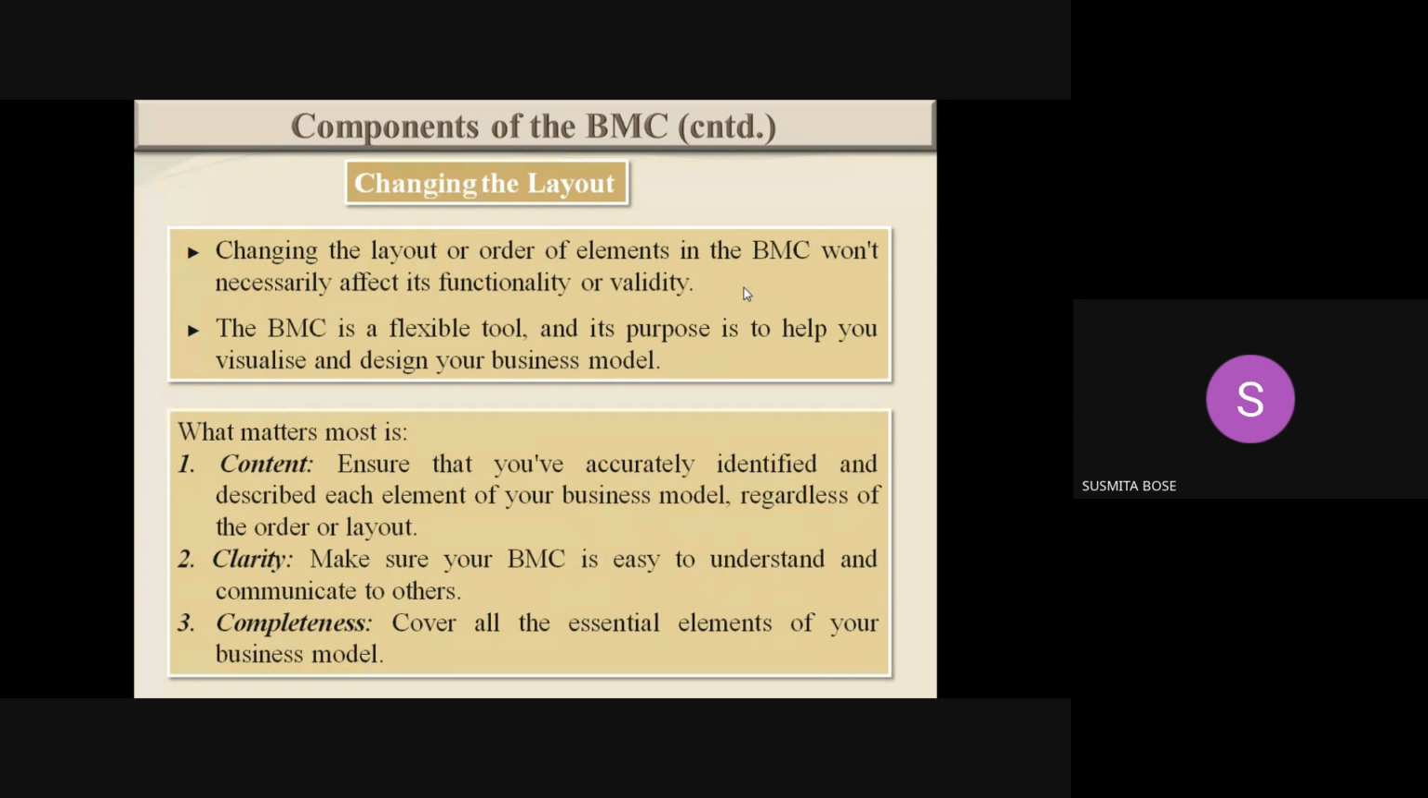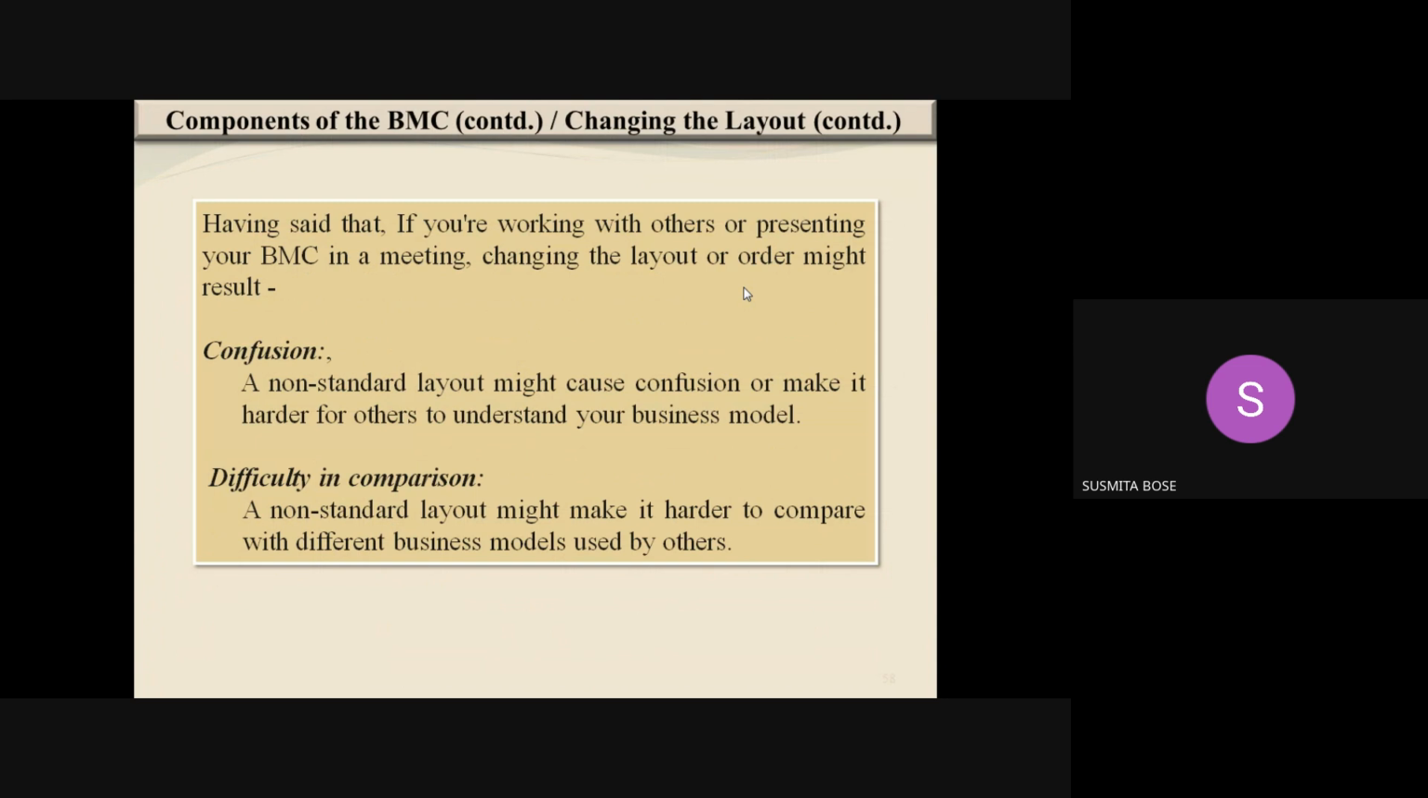Make sure your BMC is easy to understand and easy to communicate to others. You can change the layout, but it should be easily understandable to other people who are seeing your BMC, and cover all the essential elements of your business model. Even if you change the layout a little bit, you should cover all the essential, the core elements of your BMC.